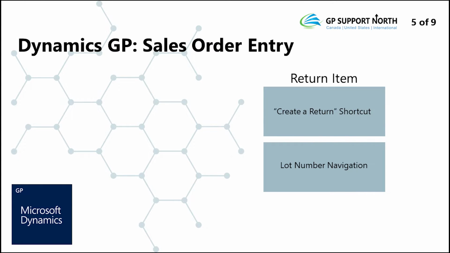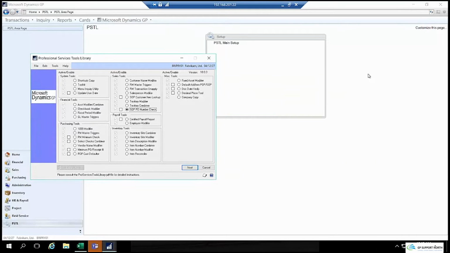One of the other cool tricks that we did cover in our previous one, but it is a great one to mention, is the SOP customer item lookup. This basically allows me, upon entry of an invoice, to look up every other time they may have purchased this item.